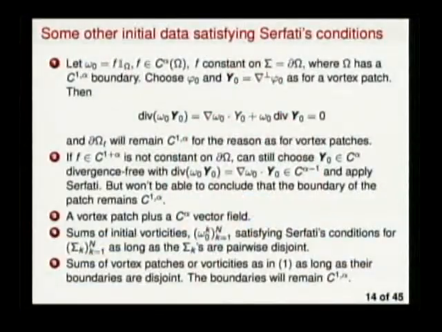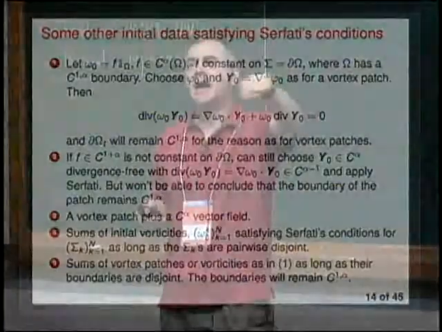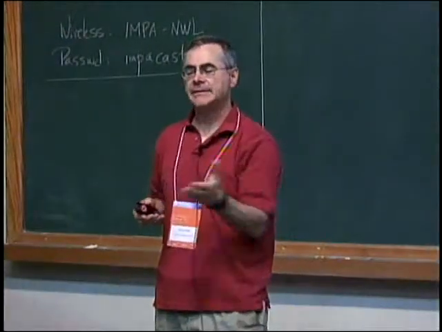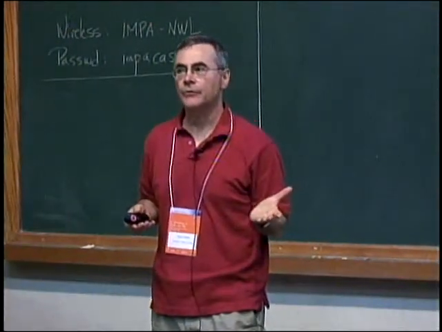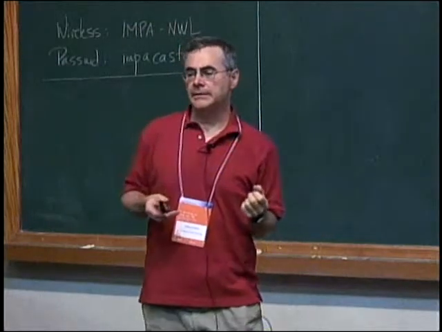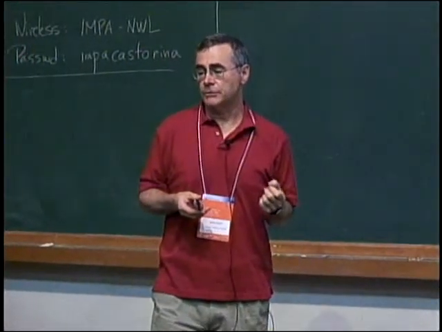All right. So what's some other initial data satisfying Serfati's condition? Suppose you have, and this is true of Chemin's conditions as well, a vortex patch, but instead of being a characteristic function, say it's a C alpha function that's constant on the boundary. Then the exact same construction gives the exact same result. And so that's a modest generalization.